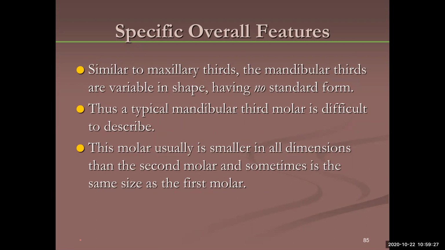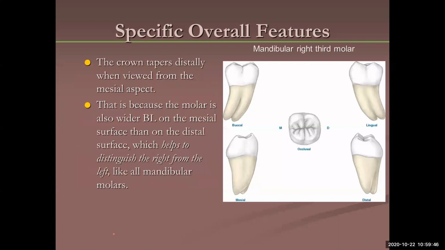Similar to maxillary third molars, the mandibular third molars are going to vary in size, shape, and form. So a typical mandibular third molar, it's really hard to describe. Fuse those roots together and make it a wrinkly occlusal surface. A little bit smaller. The mesial is going to be wider than the distal.